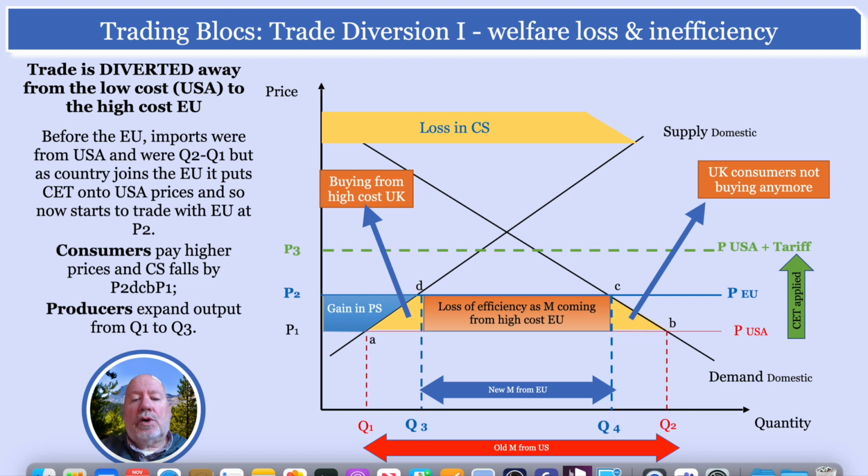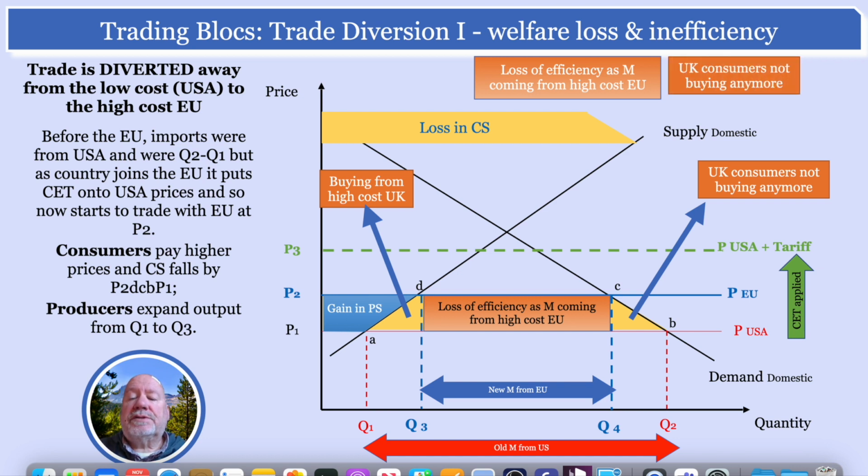So that whole loss in consumer surplus here is basically a loss of efficiency as the imports are coming from the high cost EU. There's also the loss of efficiency because the UK consumers are not buying it and they should have been buying it. Their marginal benefit exceeds their marginal cost.